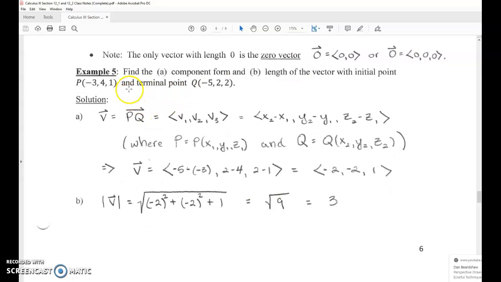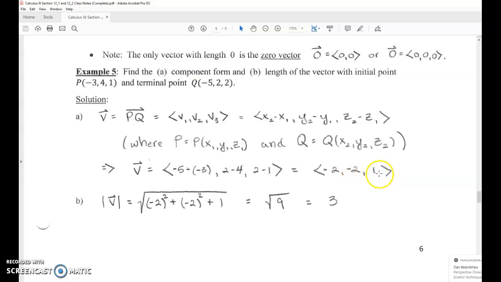All right, so example 5. Let's find the component form and then the length of the vector with the initial point P and the terminal point Q. So if you want to find the vector from P to Q, this is the notation. We're looking for the component form, V1, V2, V3, because I'm looking at these triangular braces. So again, that's just x2 minus x1, y2 minus y1, etc. So for us, that's minus 5 minus minus 3 right here, 2 minus 4, and 2 minus 1 are the components, which come out to be minus 2, 1.